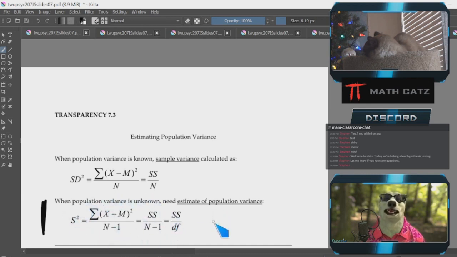For this to be what we call, not that it really matters, but just for the sake of being complete, an unbiased estimator. I think my pen is being super weird. We call an unbiased estimator. This, when I divide by n minus 1, is the correct estimation of the true population variance.